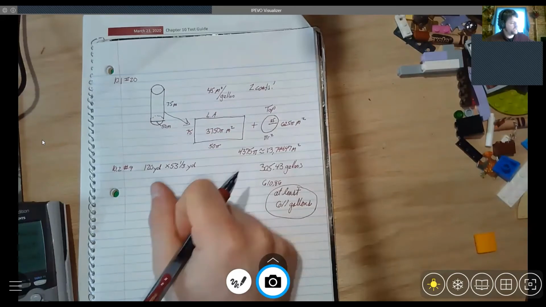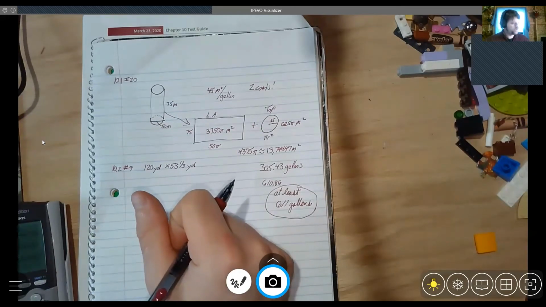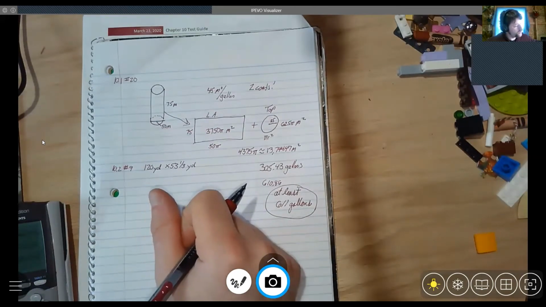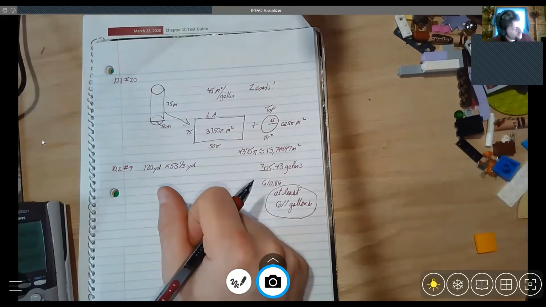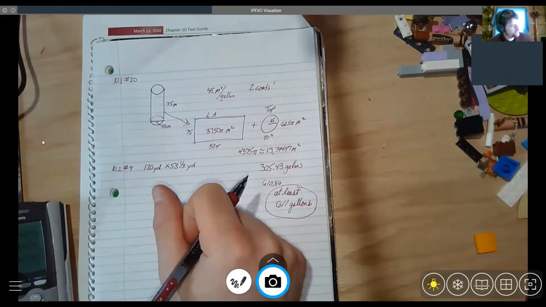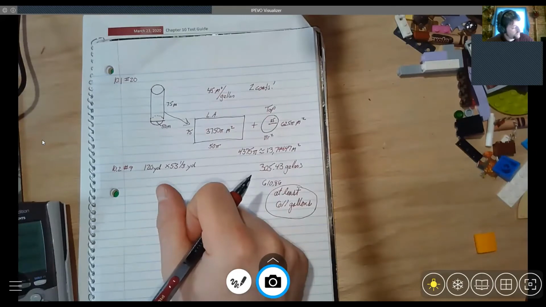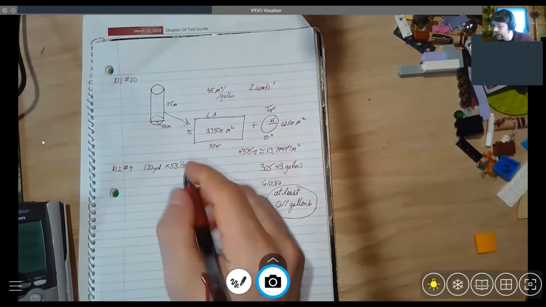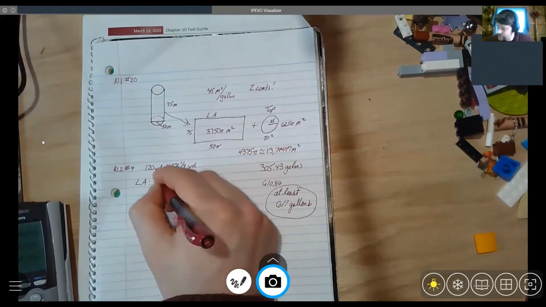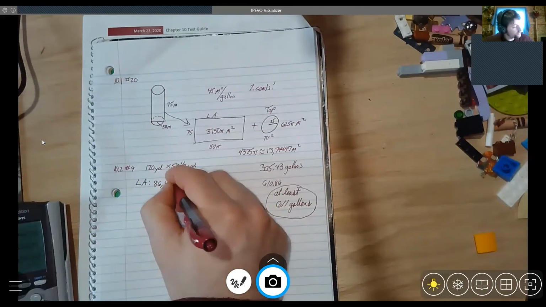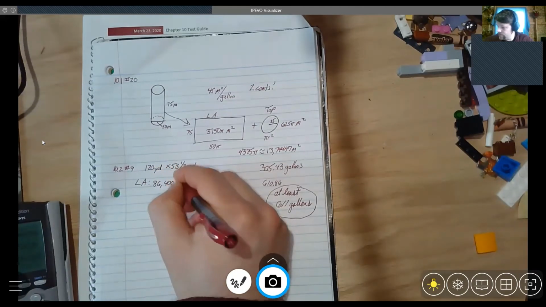So if you look back in the reading in section 10.2, you find the area in example 1, the lateral area of the pyramid of Khufu. And so they find that as 86,400 square meters.